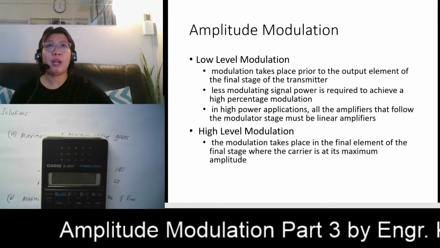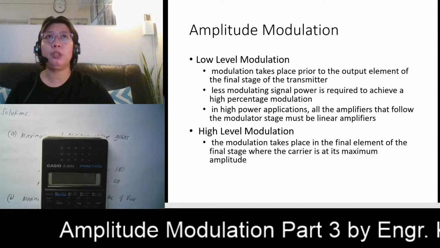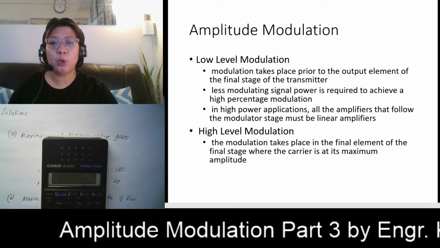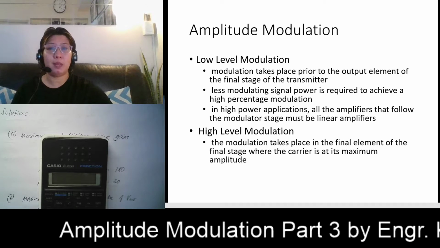Here we have high level modulation. So what is the difference between low level and high level? For high level modulation, the modulation takes place in the final element of the final stage, where the carrier is at its maximum amplitude. So that is their main difference: low level modulation takes place prior to the final element, while high level modulation takes place in the final element.